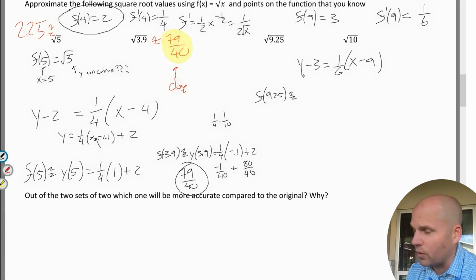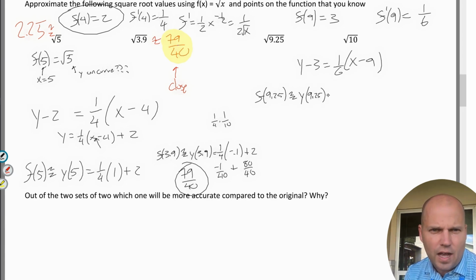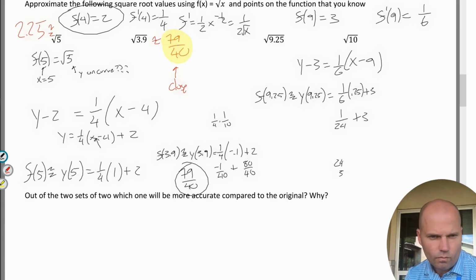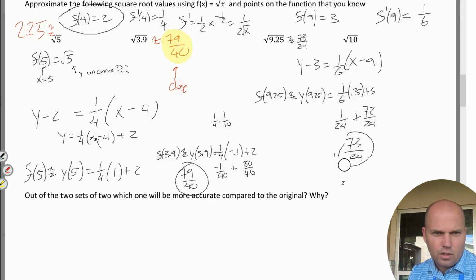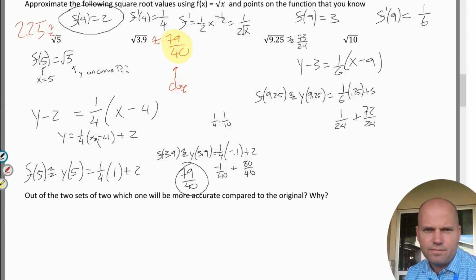Whose y value is root 9.25, but I'm going to use the y value on the line. I'm going to plug in 9.25 for x, and I'll get 1/6 times 0.25 plus 3. So that's 1/4 of a 6, which is 1/24. 3 is 72/24. So I think it's 73/24. Okay, I think this is approximately 73/24.